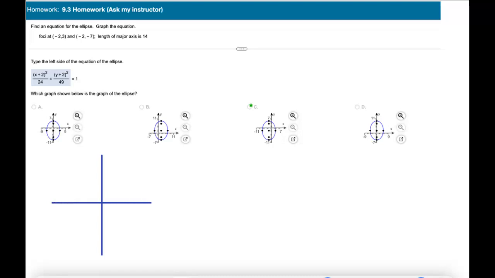Okay, there we go. So in this, we are going to go ahead and plot our two foci. So at (-2, 3), that's one of our foci, and the other one's at (-2, -7).